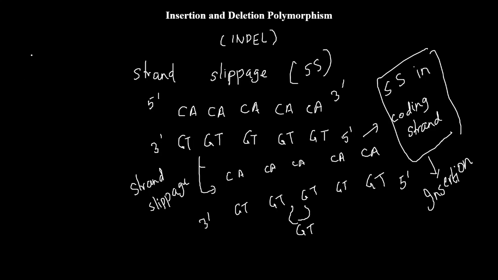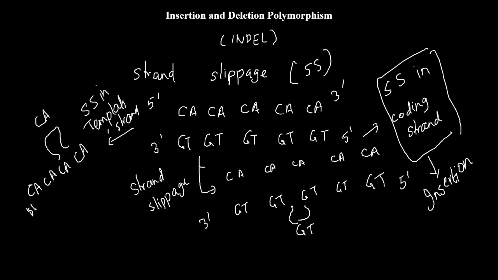Okay, now coming to the deletion. In deletion, what happened? This is the insertion. In deletion, the strand slippage is in the template strand. So what will you get? CA, CA, CA, CA, and one CA will go in the loop.